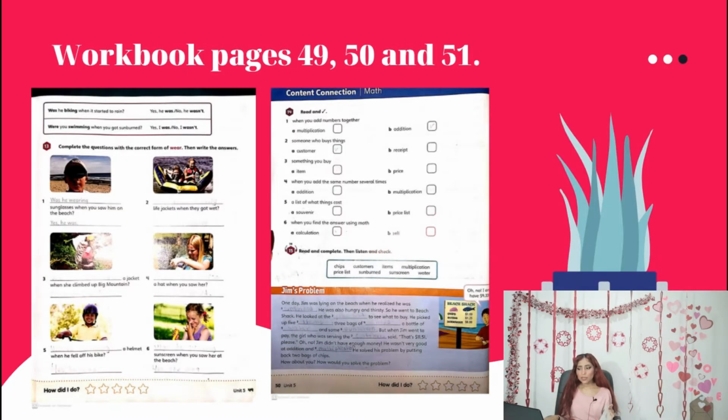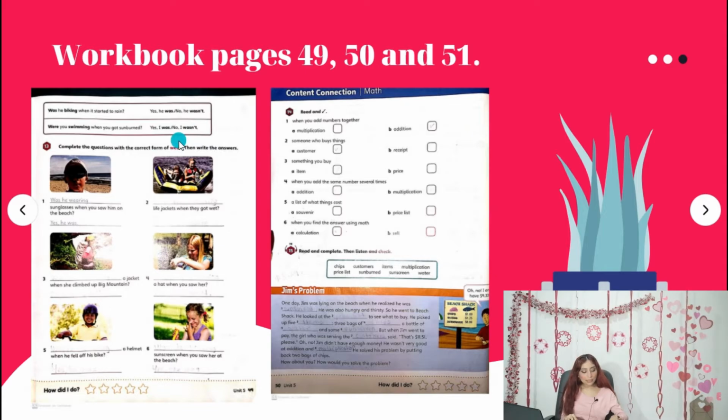Now I want to go to the activities. Today we have 3 pages to do, and we're going to work on workbook pages 49, 50, and 51. So page 49 has the grammar chart with examples. Was he biking when it started to rain? Yes, he was. No, he wasn't. The next one says, were you swimming when you got sunburned? Yes, I was. No, I wasn't.